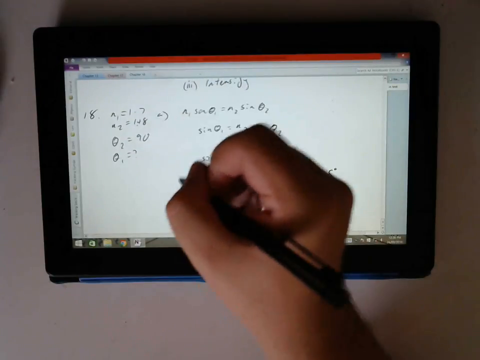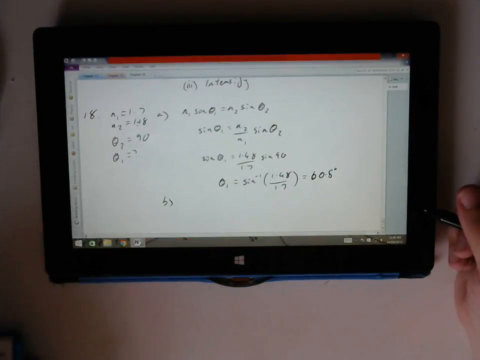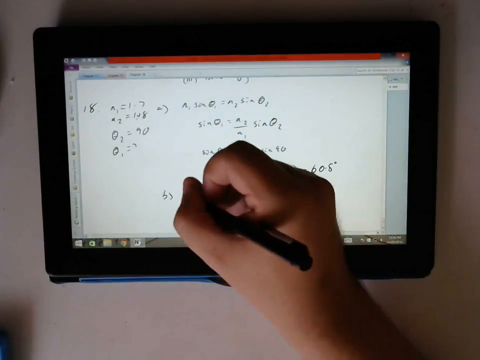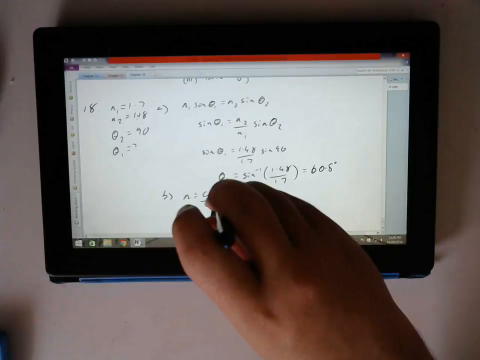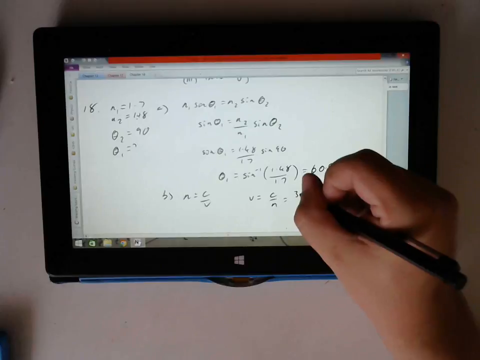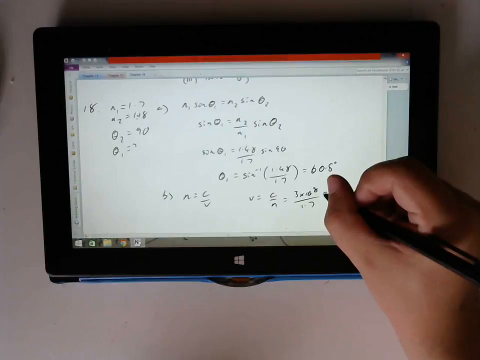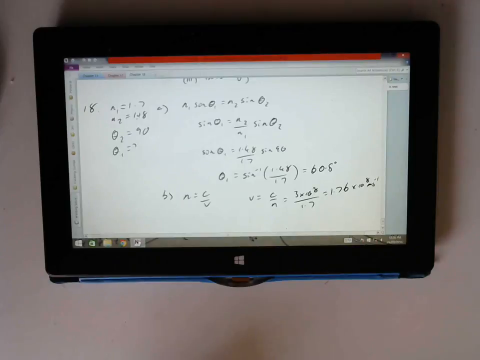Second part was, well, what is the speed of light in the fibre? And remember, the fibre in this case is that 1.7. Well, that's going to be our N equals C over V. We know the speed of light. So let's do our rearranging. We get that V will equal C over N equals 3 times 10 to the 8 over 1.7. So let's chuck that in. 3 times 10 to the 8 divided by 1.7 gives me 1.76 times 10 to the 8 meters per second.